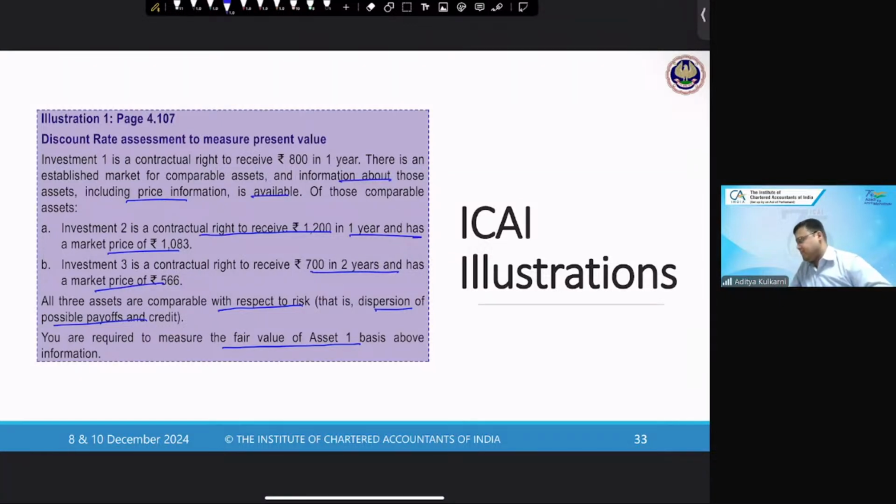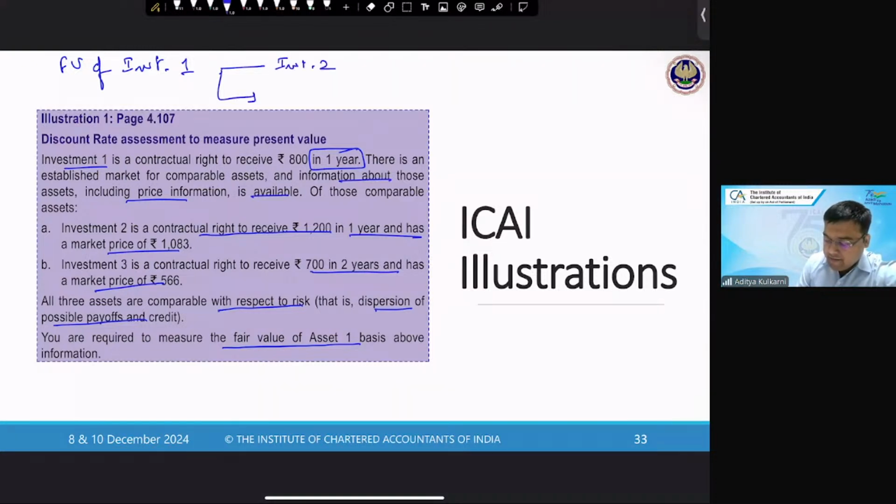Okay, fine. Now, tell me one thing. Investment 1, contractual right to receive 800 in how many years? 1 year. So, I am doing a fair valuation of investment 1. Do you agree? I have to do a fair valuation of investment 1. And comparable, I am having investment 2 and investment 3. Yes or no? Yes, sir.